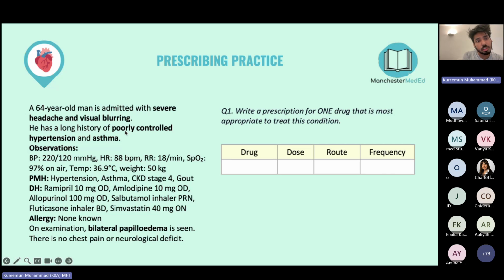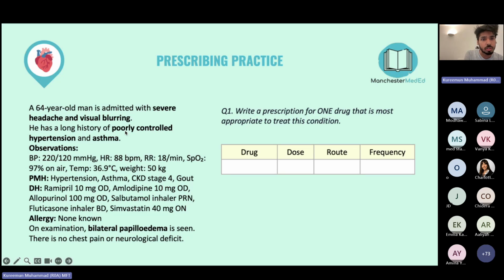So his medications are listed here. For hypertension, he's on ramipril, amlodipine, allopurinol for the gout, salbutamol and the other inhaler for the asthma, and the statin, basically for primary prevention. He has no known allergies. On examination, you see that he has bilateral papilloedema. There's no chest pain or neurological deficit. So what I want you guys to do is to write a prescription for a drug that is most appropriate to treat this condition.